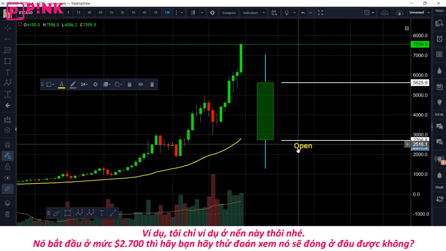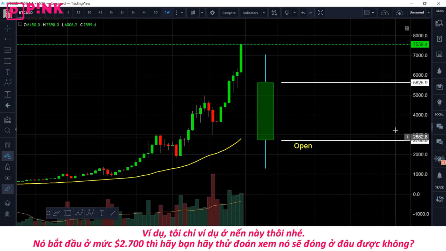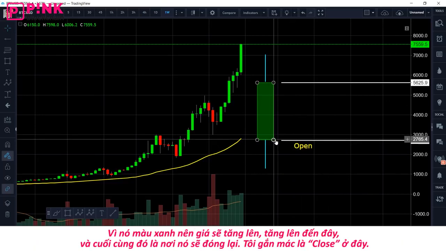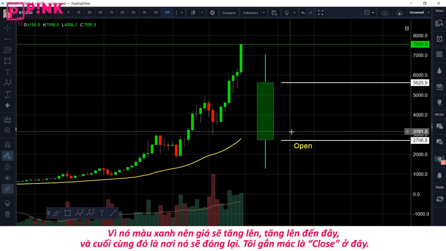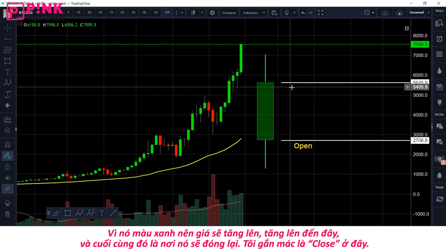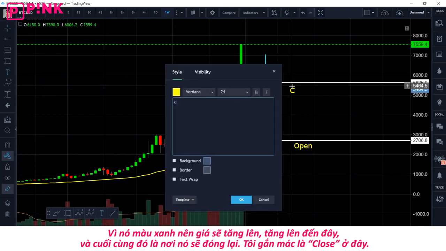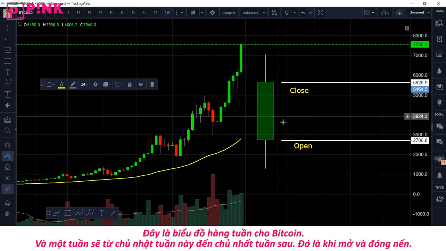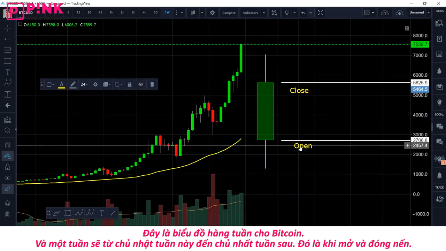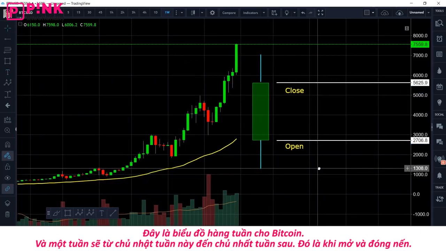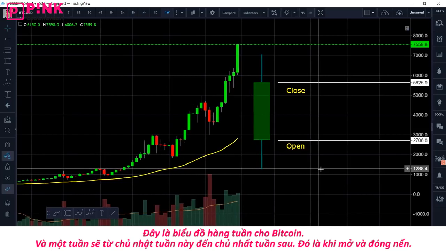So for example, if the candle opened, we'll just say this one, at $2,700, then guess where the close would be? Because it's green, it makes its way upwards, upwards, upwards over here, and finally that is where it ends up closing. Close right here. Now, this is on the weekly chart for Bitcoin, and on the weekly chart it of course goes from Sunday to Sunday. That's when the open and the close is.